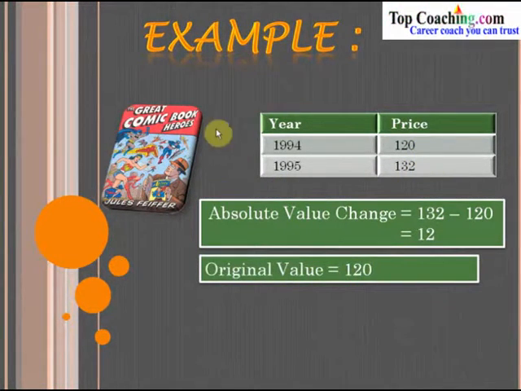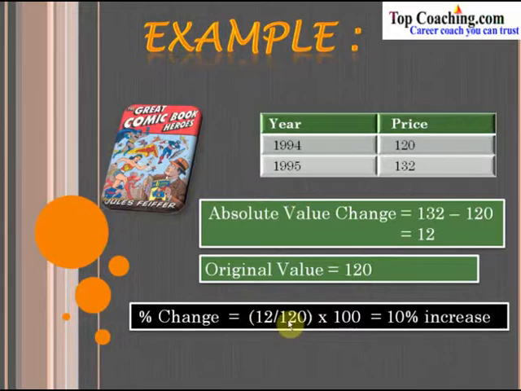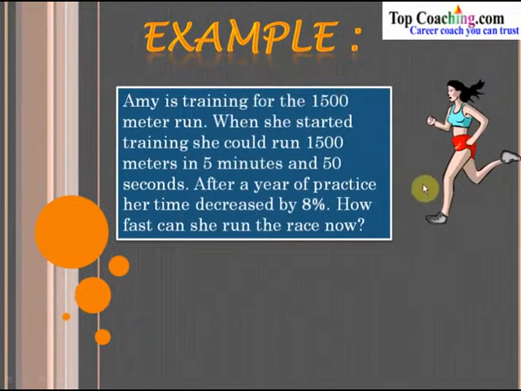Now if I ask you what is the percentage change in the value, then that would be equal to 12 divided by 120. 12 is the absolute value change and 120 is the original value. So 12 by 120 into 100, which is equal to 10% increase. There is a 10% increase in the value of the comic book from the year 1994 to the year 1995. Let's take one more example.